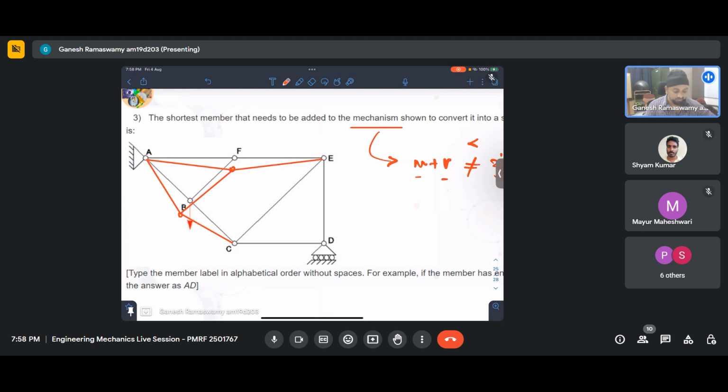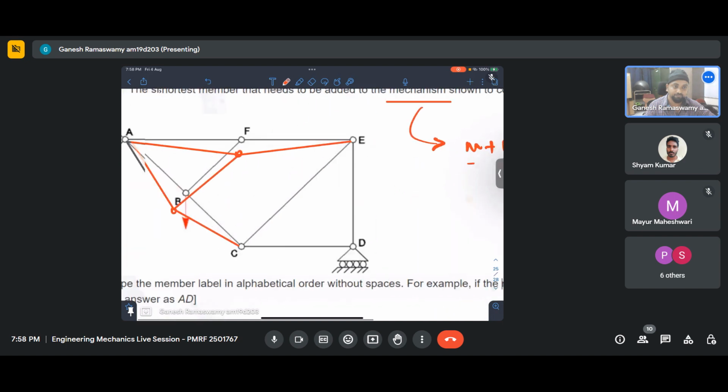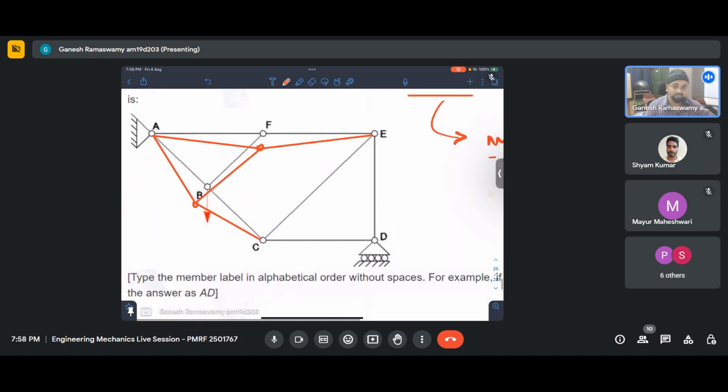This mathematically gets captured when M plus R is less than 2J. Meaning something is not right about this assembly to keep all the subsystems in equilibrium. What we can do is connect these two, in which case it will no longer have that issue. You can work it out. You can just try to visualize it and see how it will deform.